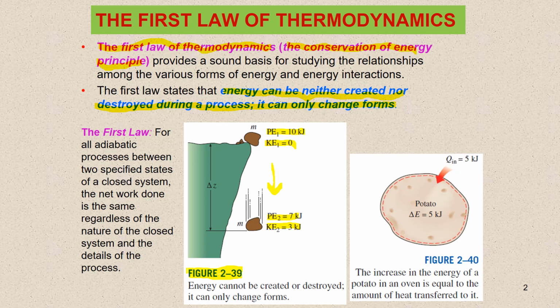Now consider a system undergoing a series of adiabatic processes from a specific state 1 to another specific state 2. Being adiabatic, these processes obviously cannot involve any heat transfer, but they may involve several kinds of work interactions. Careful measurements during these experiments indicate the following. For all adiabatic processes between two specified states of a closed system, the net work done is the same regardless of the nature of the closed system and the details of the process.